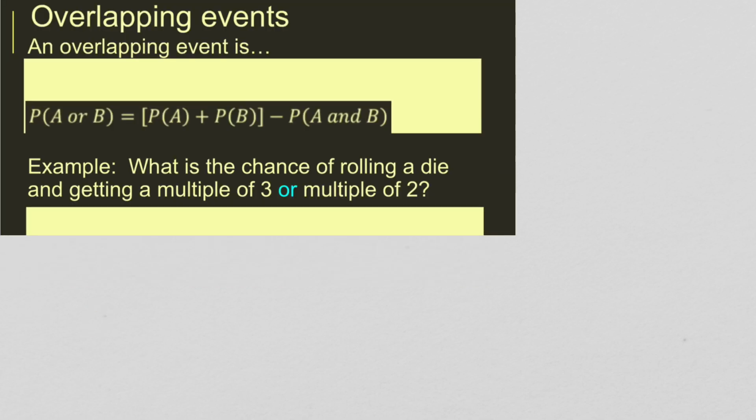Okay, last type of compound event is called an overlapping event. An overlapping event is where, sorry about that, erase that. A compound overlapping event is 2 events that share something in common.